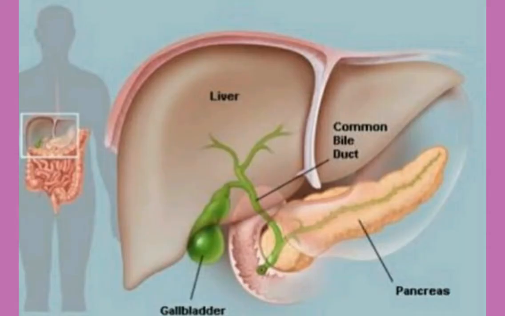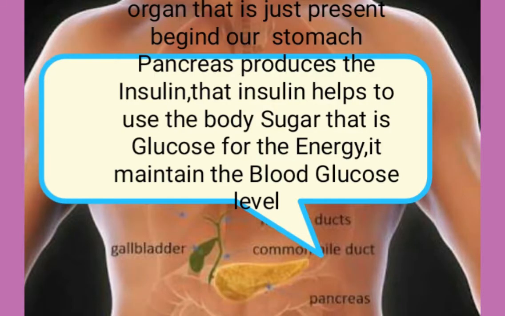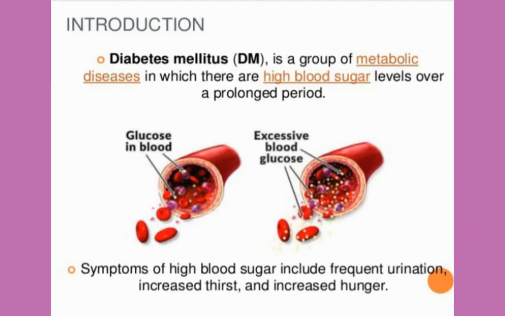The organ present just behind our stomach, the pancreas, produces insulin, and that insulin helps to use the body sugar, the glucose, for energy. That's why it maintains the blood glucose level. So diabetes mellitus is basically a disease that prevents our body from using the energy from the food that we eat. We know that whatever we take is converted to produce energy, and that is used by our body.